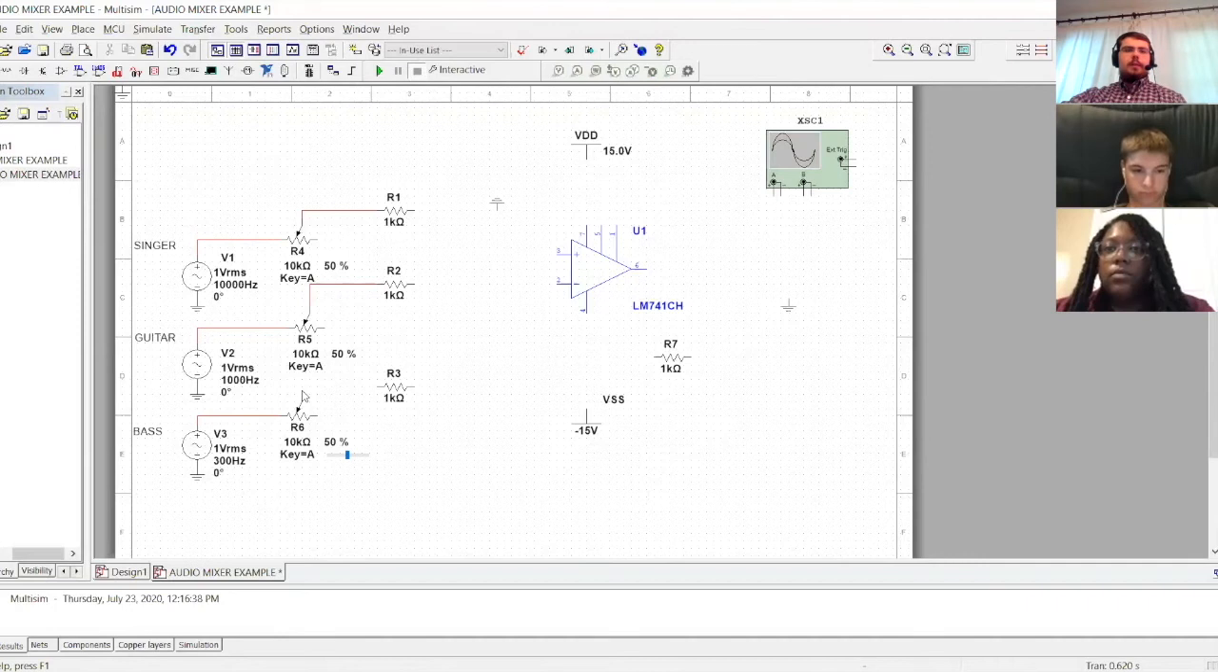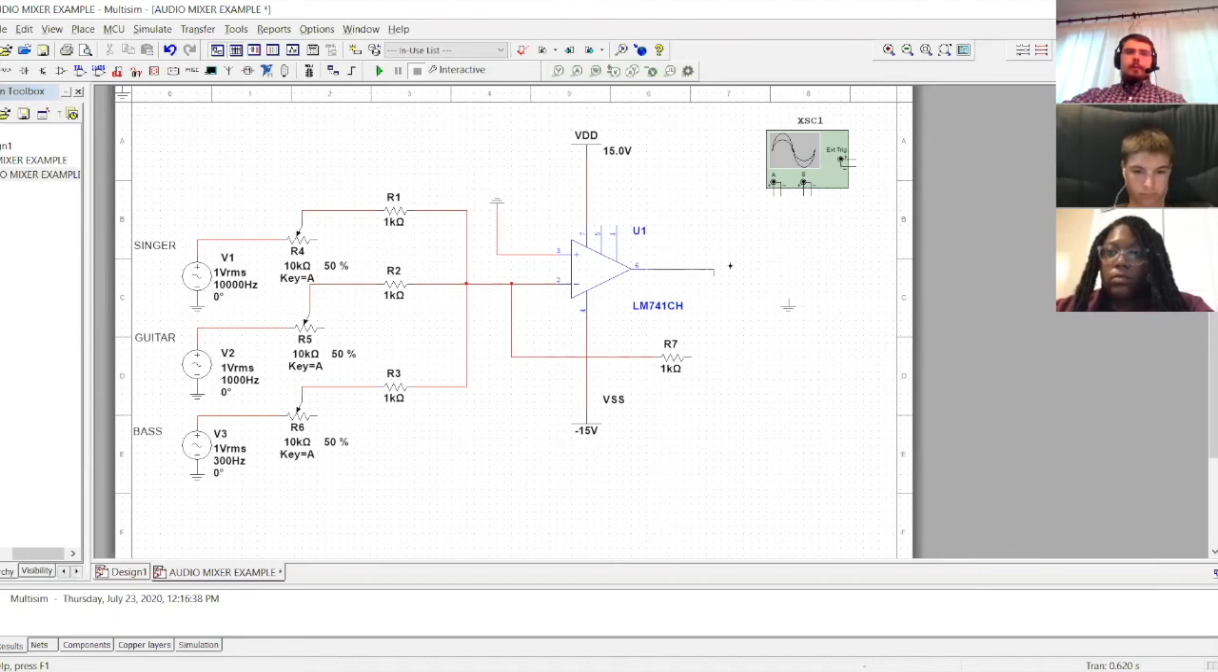Potentiometers are then connected to these resistors, which are in turn connected to each other and to the op amp in pin 2 and to resistor 7. Pin 3 is connected to a ground, and then we have to connect our upper and lower bounds for the op amp to work. Upper bound being 15 volts, the lower bound being negative 15 volts.